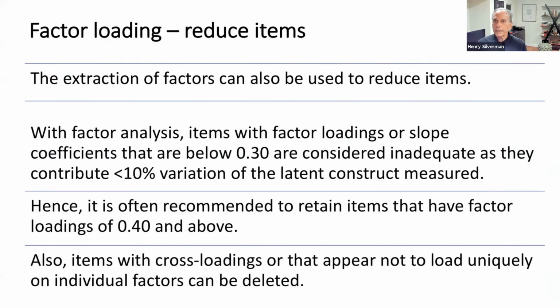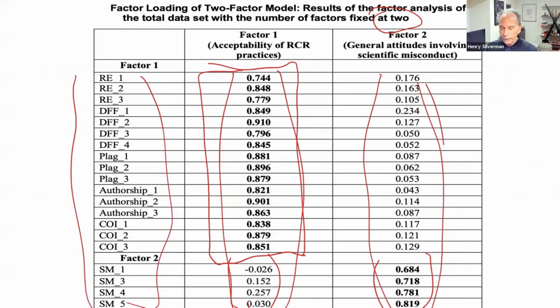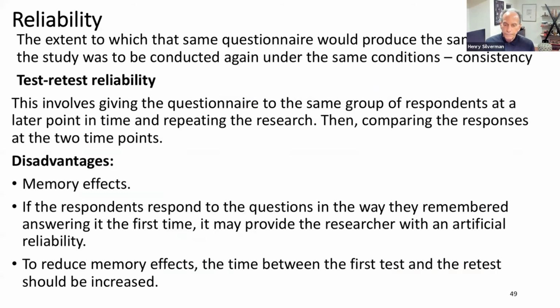Now, factor loading is another way to reduce the items in your questionnaire. With factor analysis, items with factor loadings that are below 0.3 are considered inadequate, as they contribute less than 10% of the variation of the construct measured. Hence, it is often recommended to retain items that have factor loadings of 0.4 or above. So for example, in that previous slide, we're eliminating all these questions from this factor with factor loadings less than 0.4.